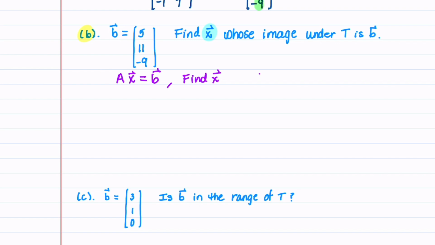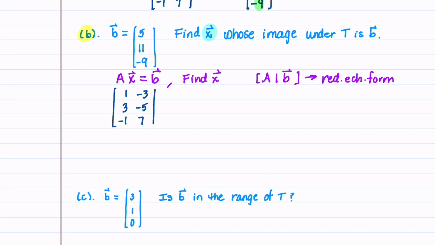To find X, we're going to construct the augmented matrix A augmented with B, and we're going to put it in reduced echelon form. Let's go ahead and do that. We have our matrix A, 1, 3, minus 1, minus 3, minus 5, 7, and we'll augment it with our vector B, 5, 11, minus 9. I'm going to skip these steps, and I'll write down our reduced echelon form.